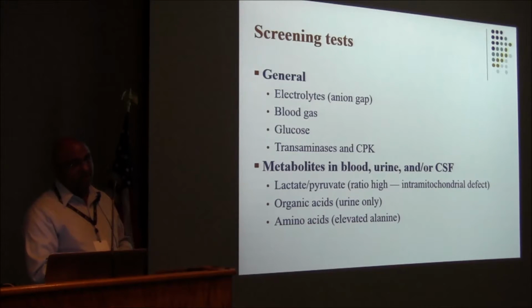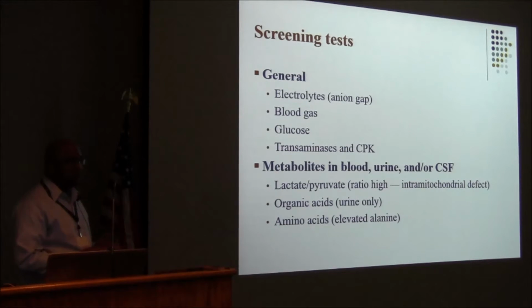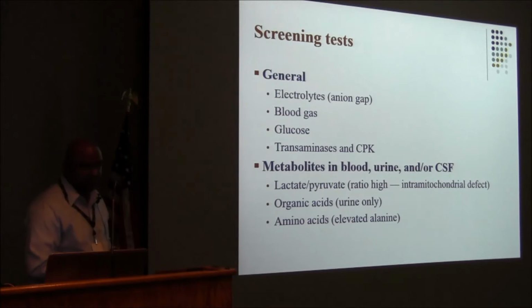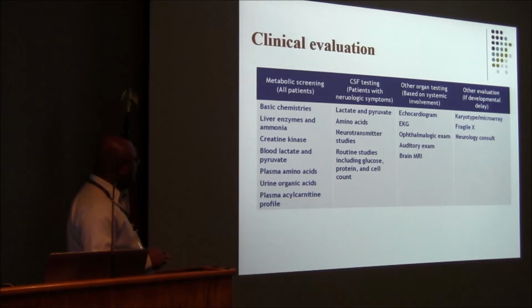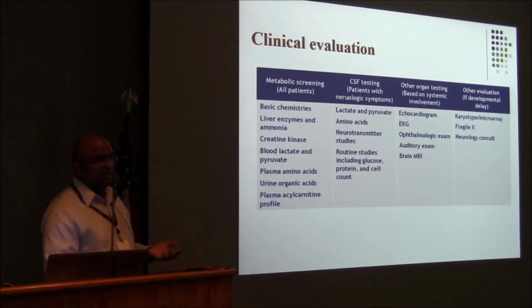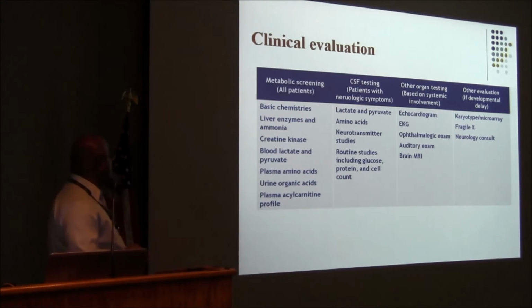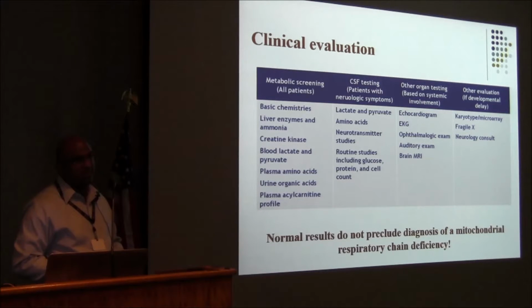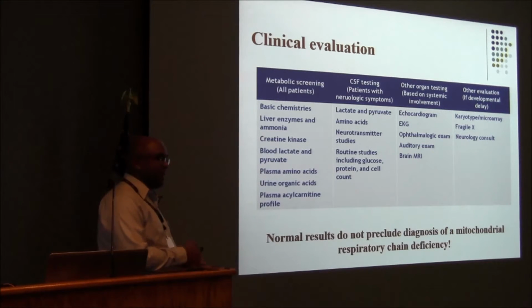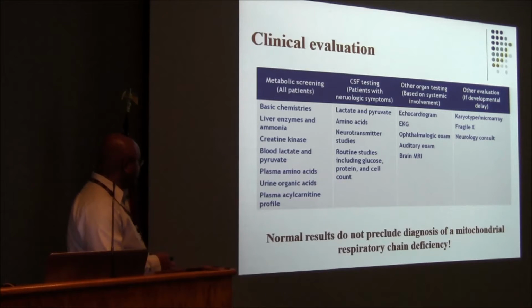And by urine organic acid analysis and amino acid analysis, you can have clues, but nothing is definitive. So these are the clinical evaluations that most of the patients undergo before anybody suspects a mitochondrial disorder. So we have all these tests. After all that, if everything comes up negative, can you say that there is nothing wrong? No, you can't. You still have the mitochondrial disorder lurking behind.